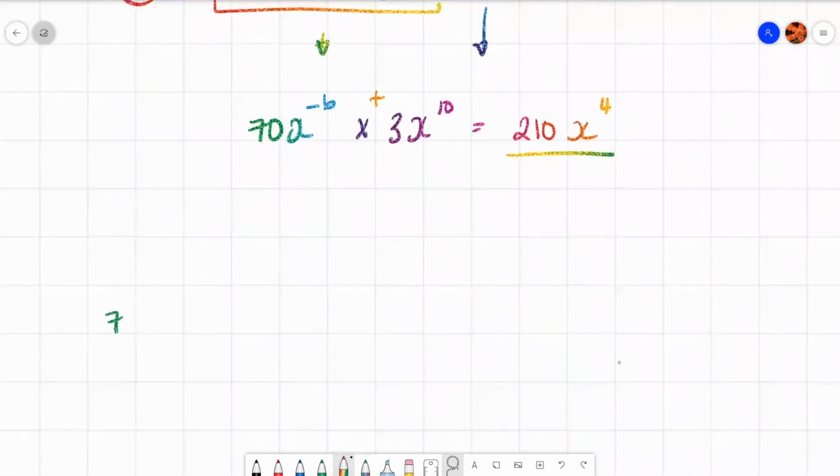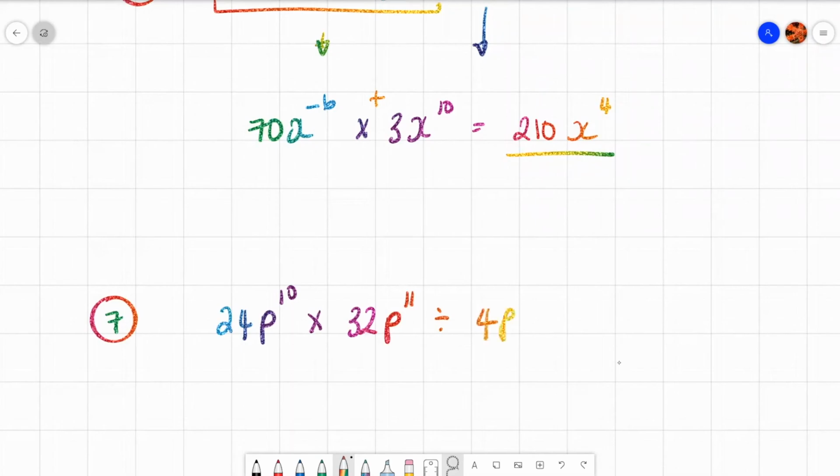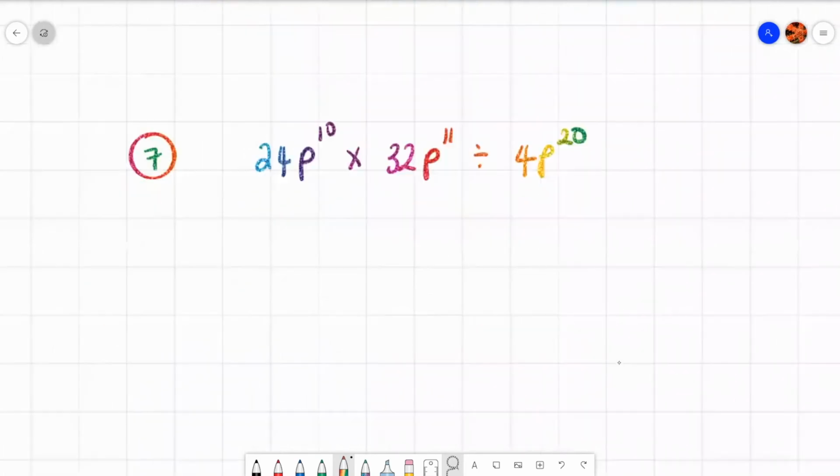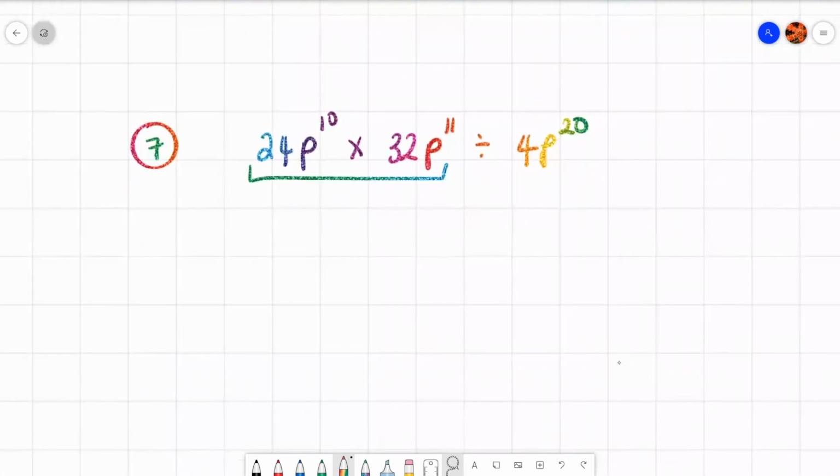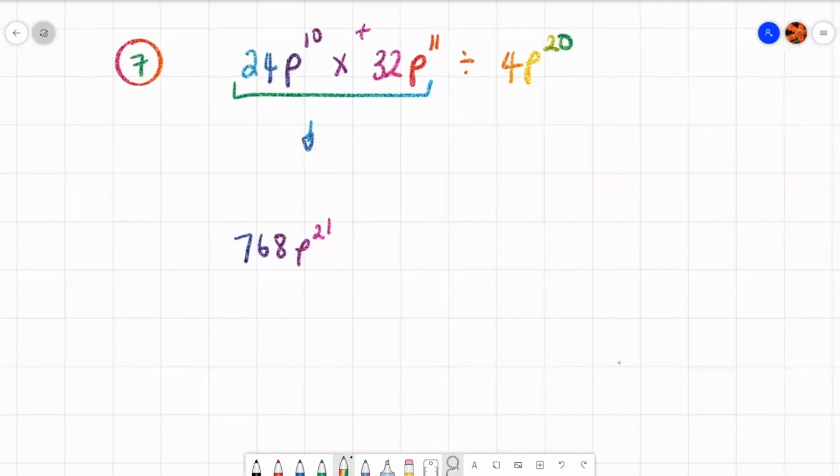Let's have a look at another question like this that we have to do in parts. 24p to the power of 10 times by 32p to the power of 11, divided by 4p to the power of 20. So do it in parts first. I've got to times the numbers. 24 times 32 is 768p. Add the powers because it's a multiply. So that's 768p to the power of 21.